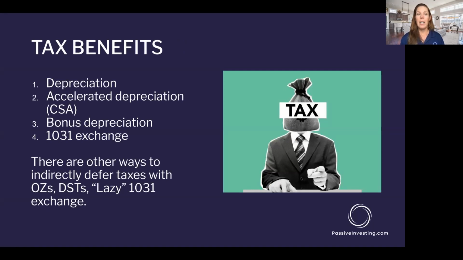We want to look for assets that offer depreciation, accelerated depreciation through cost segregation analyses, and bonus depreciation. This is the last year for 100% bonus depreciation. It'll start ticking down over subsequent years unless new legislation comes into play. It also affords the 1031 exchange, so we can continue to defer depreciation and capital gains tax into future years.